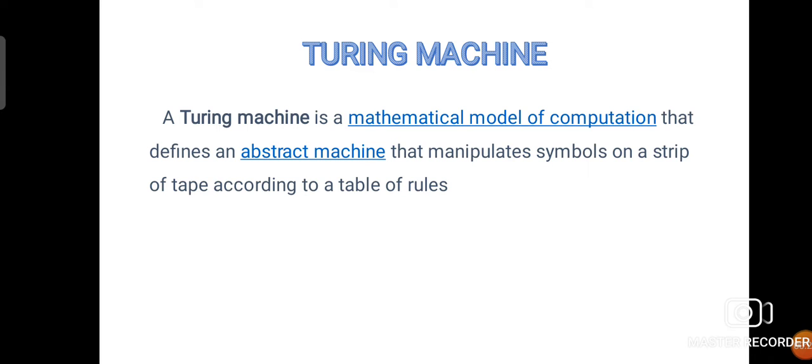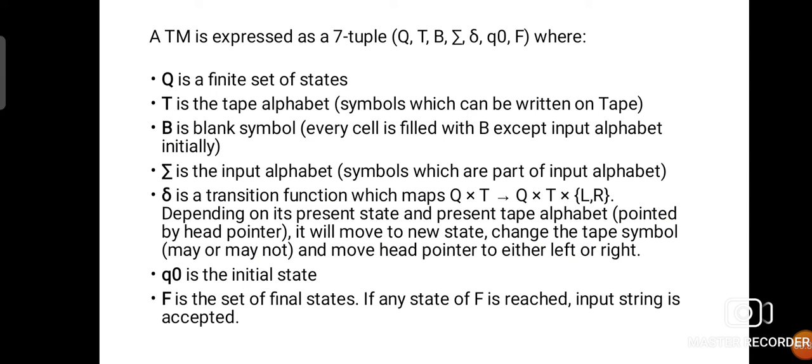It is a mathematical model of computation that defines an abstract machine that manipulates symbols on a strip of tape according to a table of rules. A Turing machine can be expressed with the help of 7 tuples. This is a standard definition for the Turing machine. Some of the elements are similar to DFA and push-down automata. Here the tuples are: capital Q is the finite set of states.